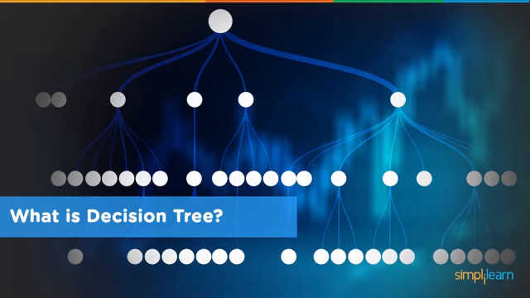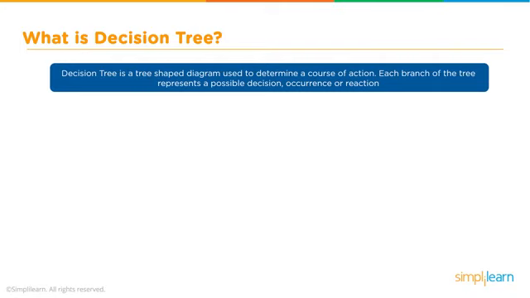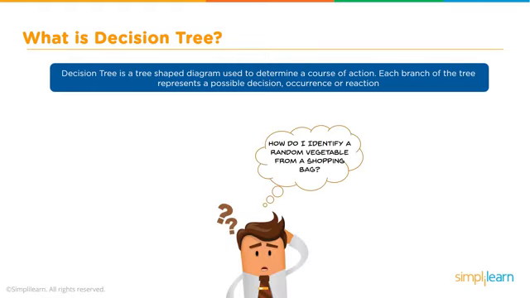Is a decision tree. Let's go through a very simple example before we dig in deep. A decision tree is a tree-shaped diagram used to determine a course of action. Each branch of the tree represents a possible decision, occurrence, or reaction. Let's start with a simple question. How to identify a random vegetable from a shopping bag?